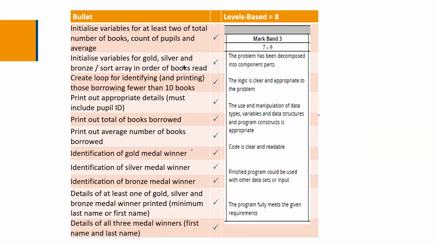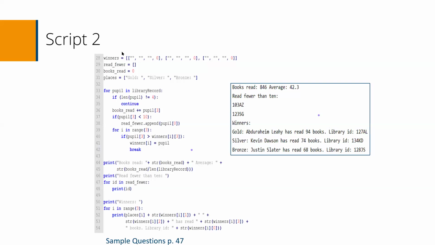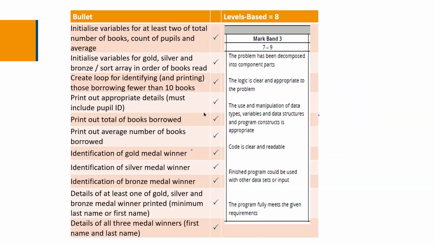In terms of marking it, they've initialized the variables for all of those things, the gold, silver count, and that's there. All right, places, they've done all that sort of thing. Okay, that's been done. They create a loop for printing it and print out the appropriate details. Now again, we can sort of judge this from the fact that it works.